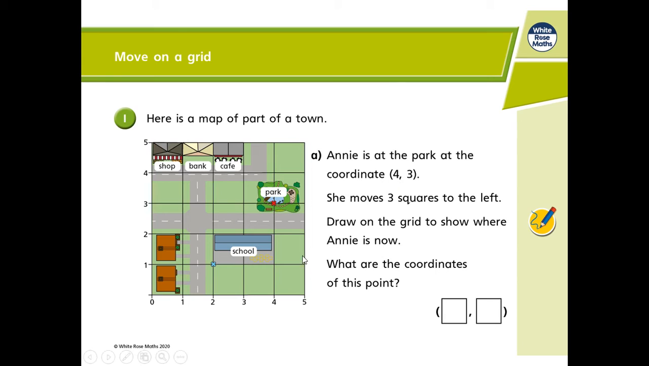Okay, so Annie is at the park at coordinate 4, 1, 2, 3. There she is. She moves 3 squares to the left. 1, 2, 3. What I'd like you to do is put a dot or a blob or a cross to show me where she is now. And then tell me, what are the coordinates where she is at this point? Remember, go in the house before up the stairs.